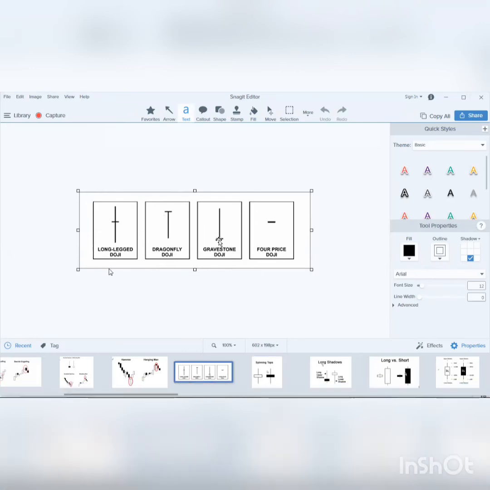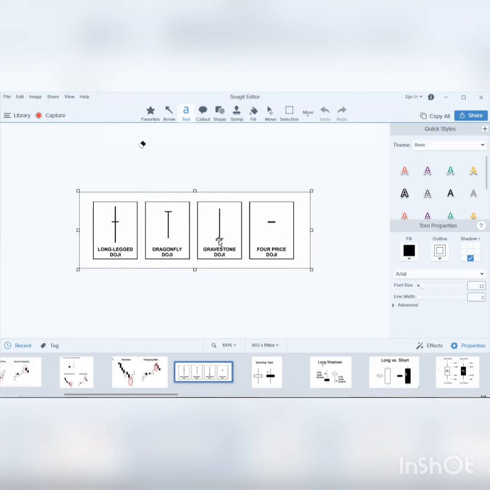And we have four different types of doji. We have the long leg doji, the dragonfly doji, the gravestone doji, and then the four price doji. Most of these doji candles are not really familiar, but the ones you'll be seeing mostly are this long leg and sometimes this dragonfly with a little body. These two most times are not really common in the market, guys.